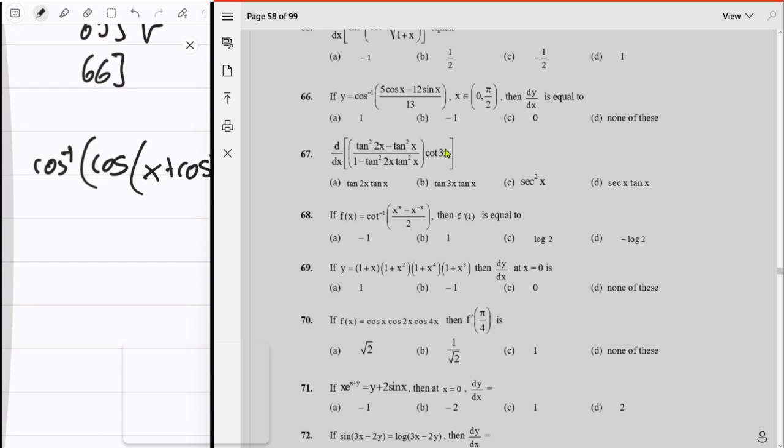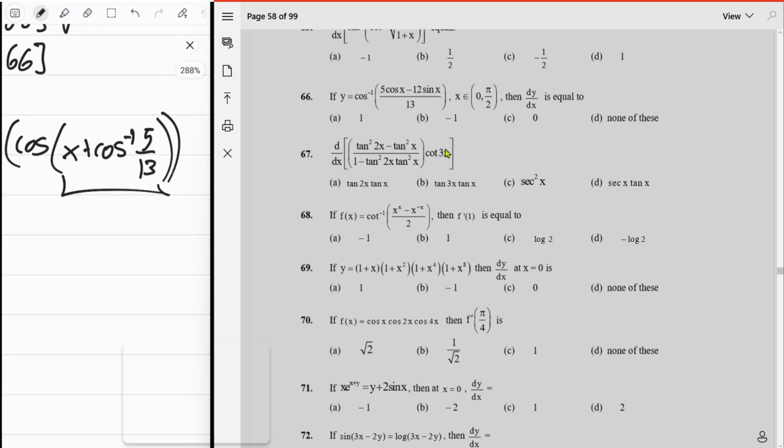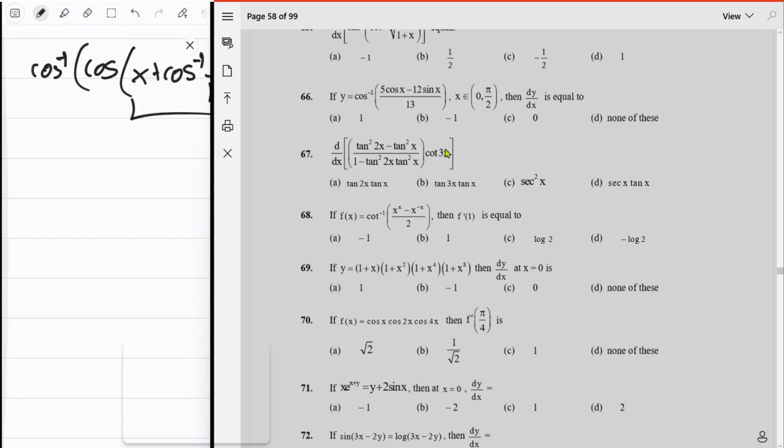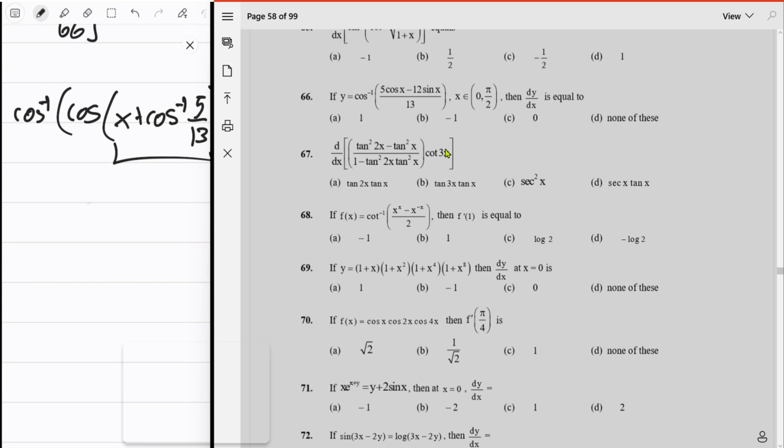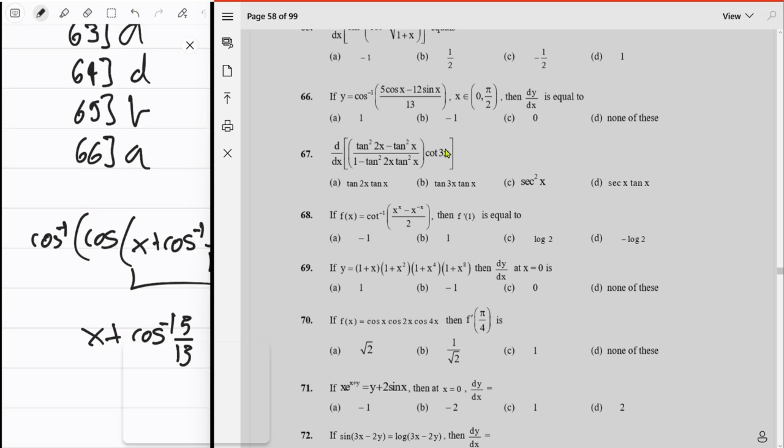So you're saying x is an acute angle and then x plus this thing. Of course, this is actually just lying in 0 to pi, right? Because cosine inverse of 5 upon 13 lies in 0 to pi upon 2. So there we go. Cosine inverse of cosine of this angle is just this angle itself. So y is x plus cosine inverse of 5 upon 13. Right. Then dy upon dx will just be 1. So A is the answer. Next question.